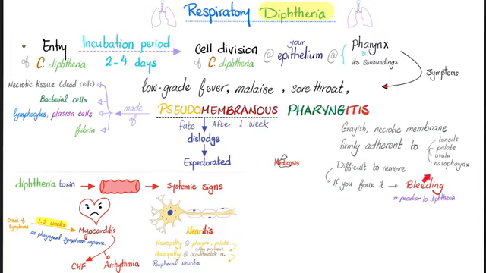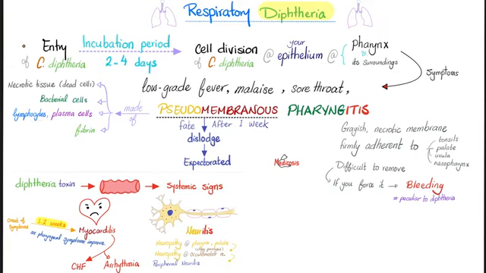Not just the nasopharynx, we have the uvula, palate, tonsils as well. The membrane can span all of them. It is grayish and thick and very difficult to remove. If you force it, it's gonna bleed. This is unique. This membrane is made of necrotic cells, bacterial cells, inflammatory cells, and fibrin.